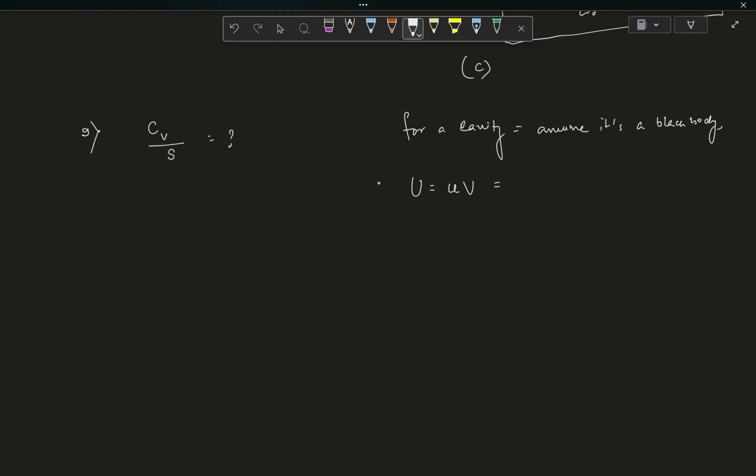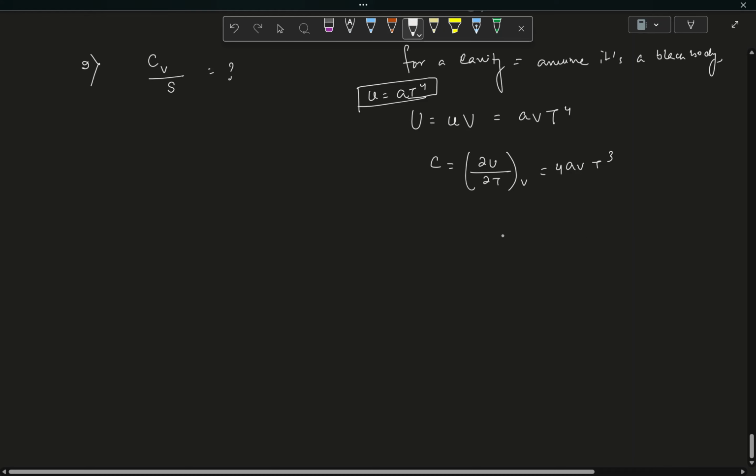So then capital U will be AV t to the power of 4. Then specific heat C is del U del T at V constant, which is like 4AV T cubed. So if this is C, the specific heat you have obtained, this can be CV, because this is the exact expression of specific heat.